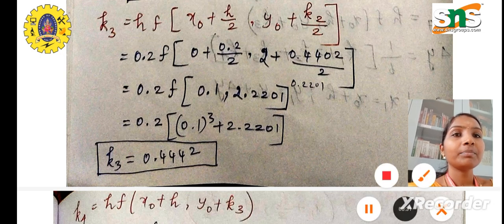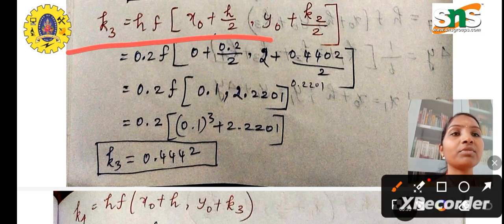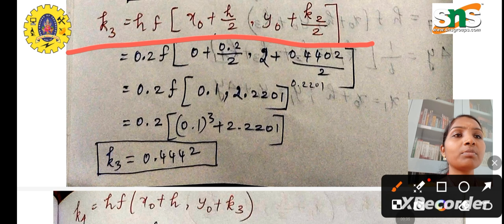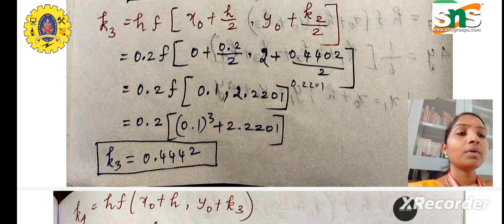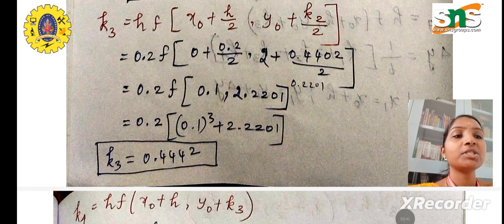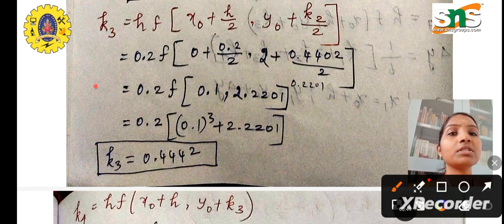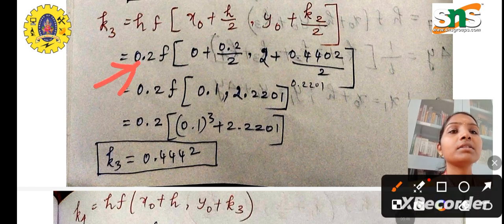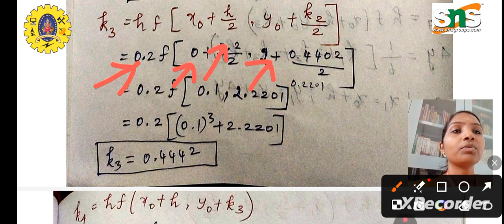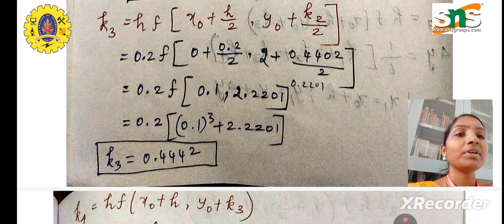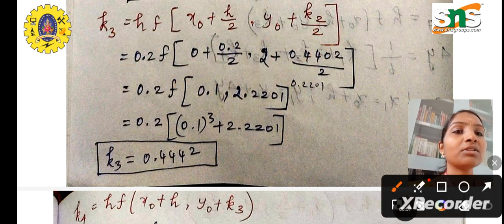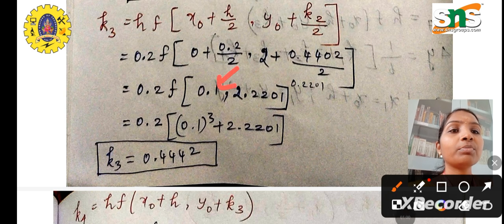What is k3? K3 is equal to h into f of x naught plus h by 2 comma y naught plus k2 by 2. Substituting all the values here, which is 0.2 for h and 0 for x naught, 0.2 for h again, 2 for y naught, and k2 as 0.4402. This is what we have substituted, and simple minor calculations will give you the first value to be 0.1 and the second value to be 2.2201.